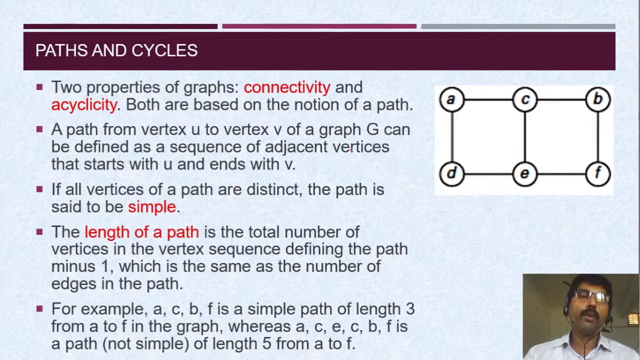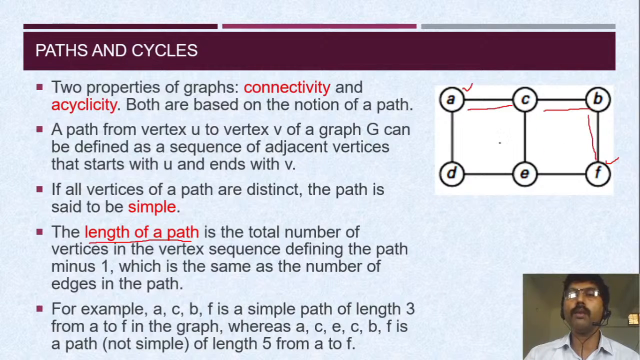The next one we have to understand is the length of a path. What is the meaning of length of a path? It is the total number of vertices in the vertex sequence defining the path, minus 1. What this means is, if you consider this as one path from A to F, we have a path called A, C, B, F.